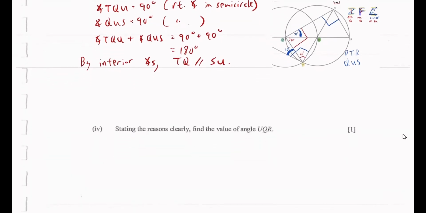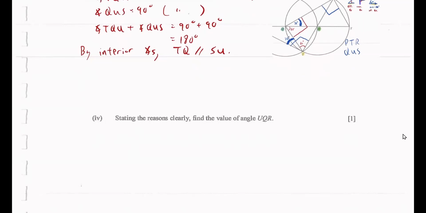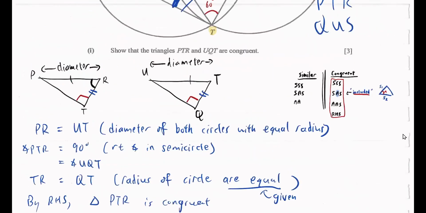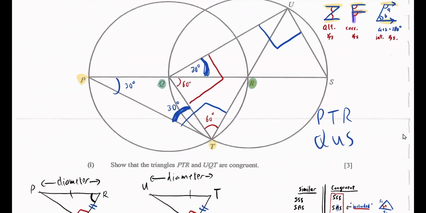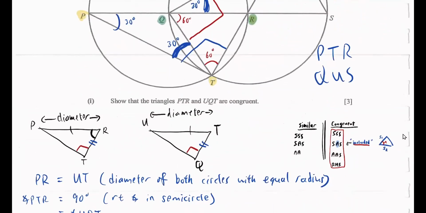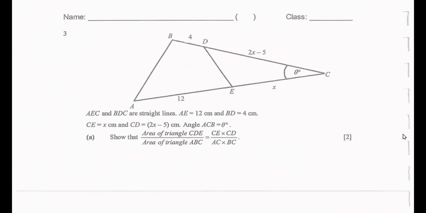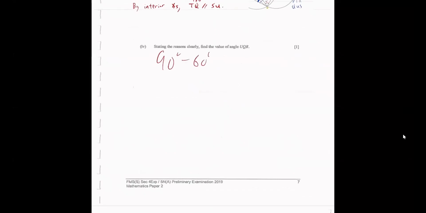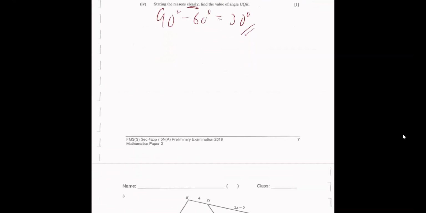Okay, next one, part 4. Stating the reasons clearly, find the value of angle UQR. Okay, let's look back at the diagram again. Where is angle UQR? Oh, we found it already. Right? Yeah. Okay, so do you need me to explain further? No, it's okay. Good. UQR, just 90 minus 60. Okay, let me just write it down. Not very clear, but I think you get it.